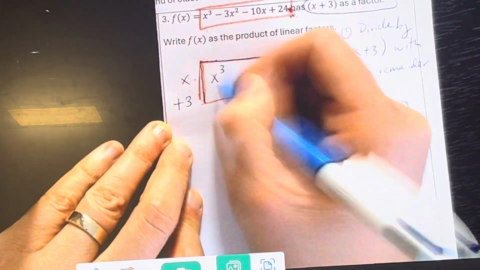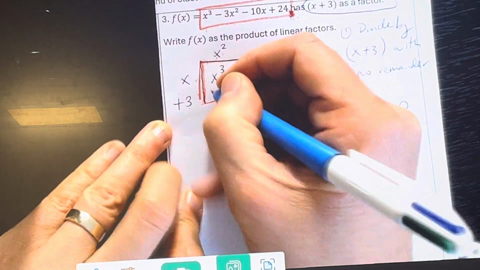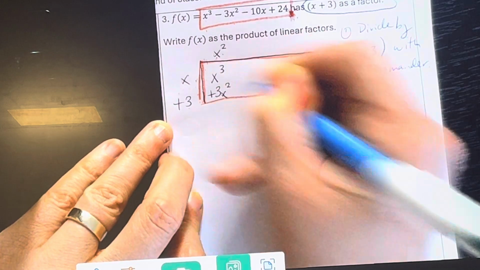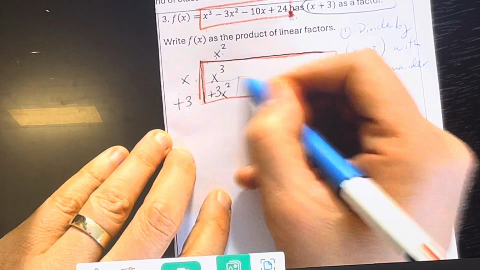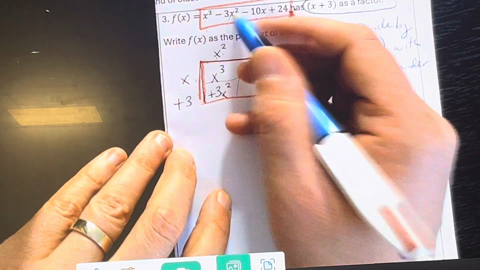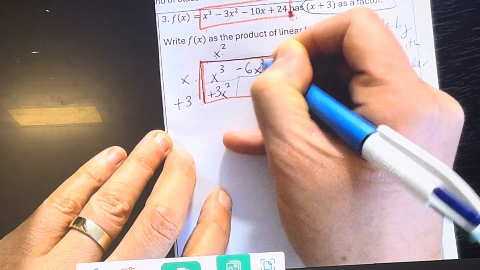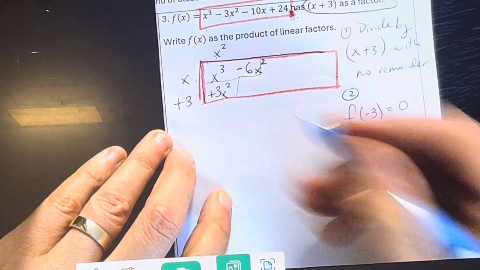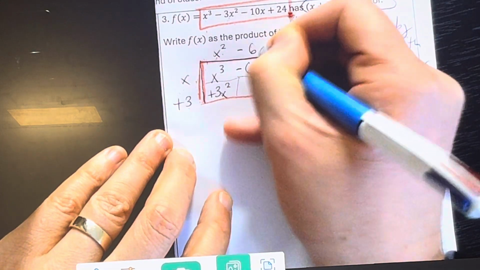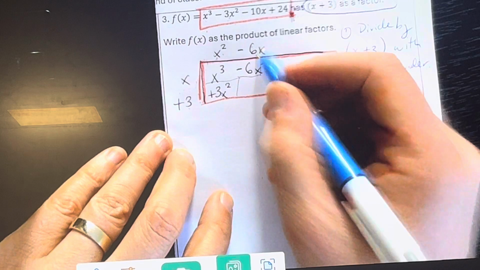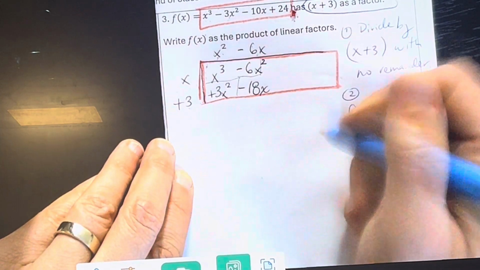So something times x is x to the third, that's x to the second. X to the second times 3 is positive 3x to the second, or plus 3x to the second. We need to get to a total of negative 3x to the second, so that means we need to subtract 6x to the second. Something times x is negative 6x to the something, so this is minus 6x. Minus 6x times 3, minus 18x.